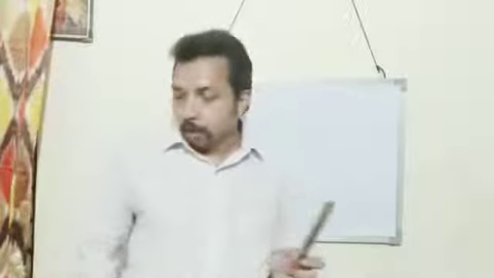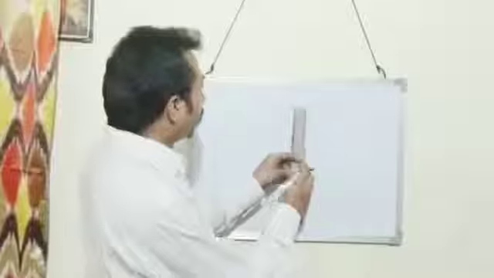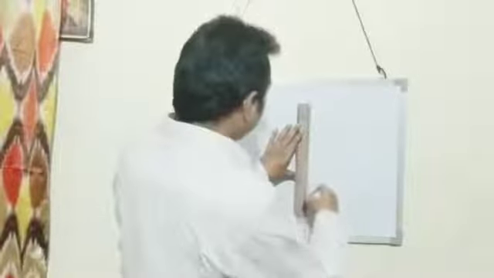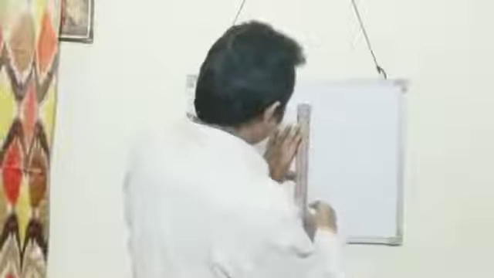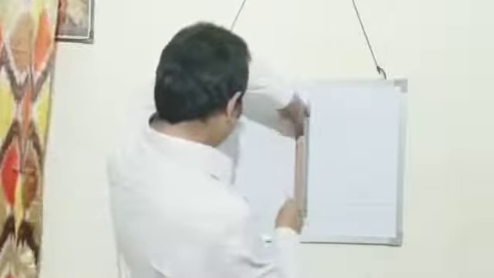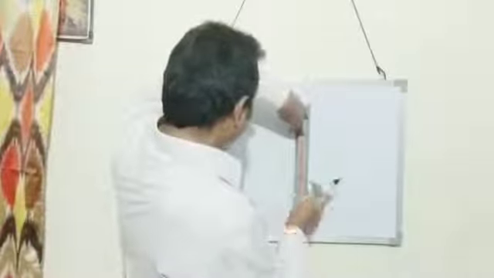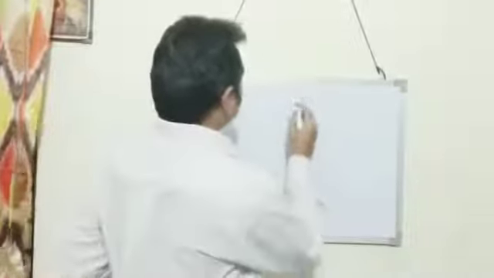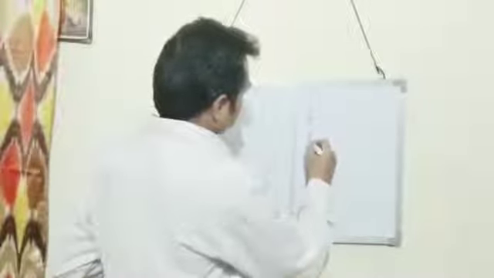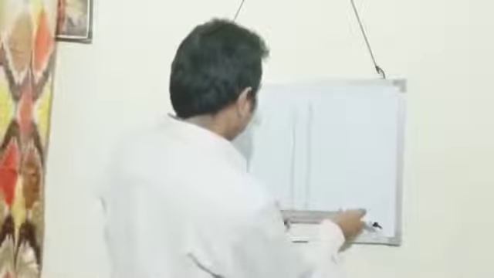Now we see when two mirrors are kept parallel to each other. When two mirrors are kept parallel to each other, a number of images are formed. Then how do we draw the ray diagram?